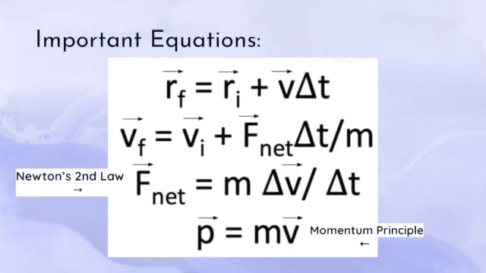Like I previously mentioned, Newton's second law is F net equals mass times the change in velocity divided by the change in time, and the momentum principle is p equals m times v. There are a few other important equations also featured on the screen. These equations allow us to predict the positions and velocities at various times, which will be featured in the model.